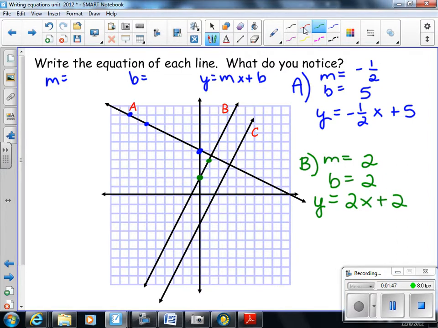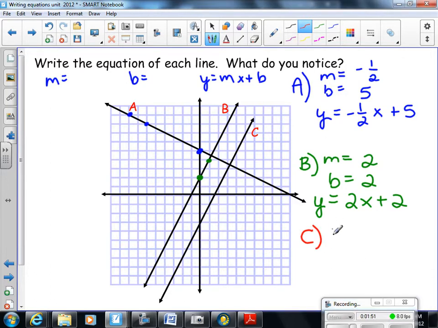All right, now let's look at line C. The slope is the same thing, slope is 2, and the y-intercept is negative 3. Your equation is y equals 2x minus 3.